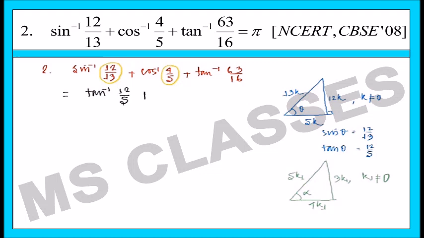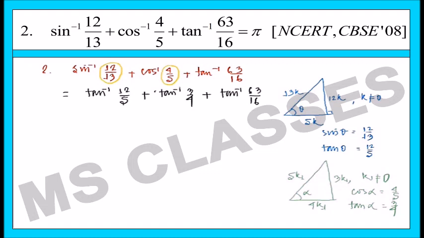Plus, next one we can convert again by using this triangle. Cos alpha is what here? 4 by 5, and from that you can find tan alpha. What is tan alpha? Tan alpha is 3 by 4. So this is giving us tan inverse of 3 by 4 plus tan inverse of 63 by 16.